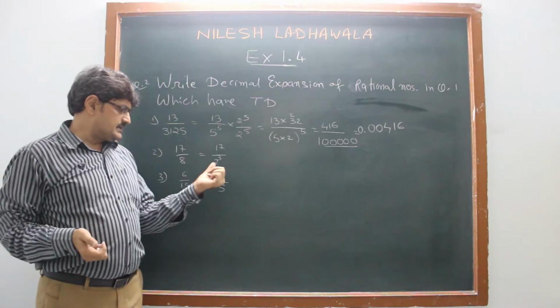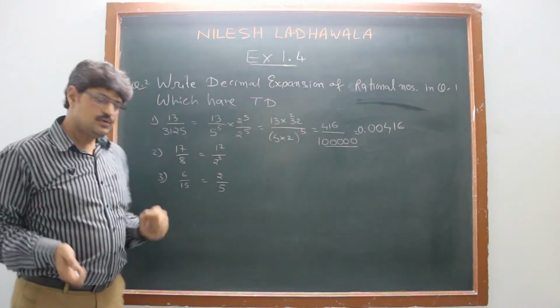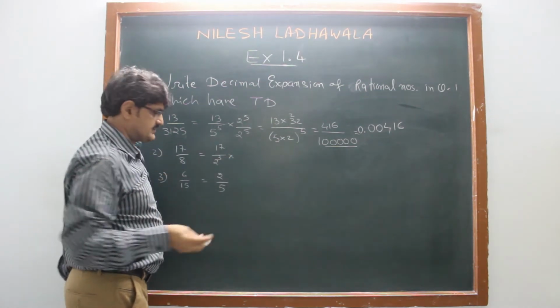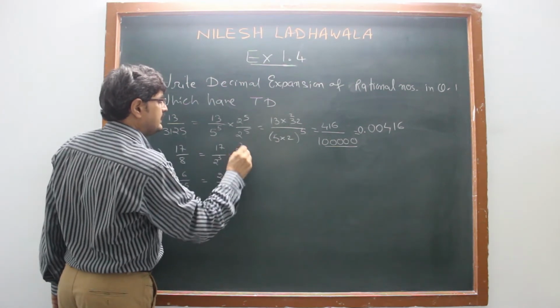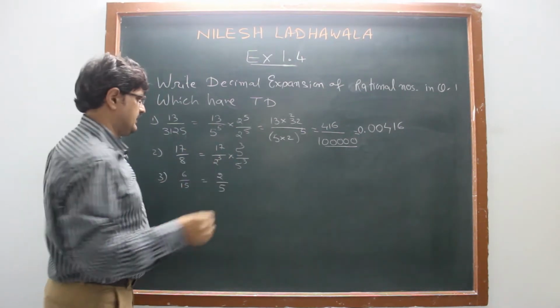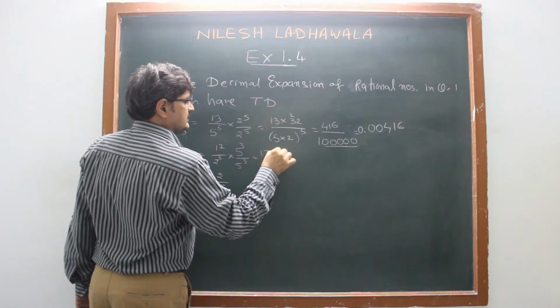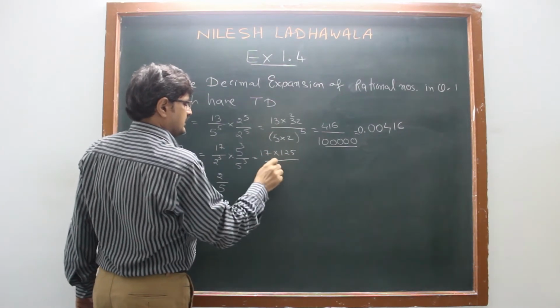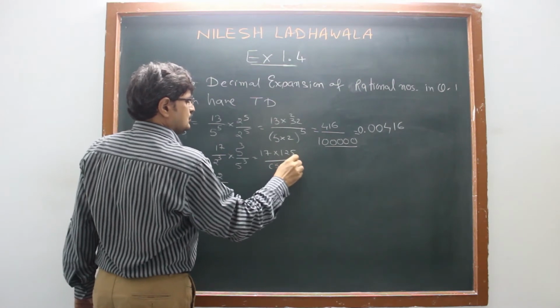Right? Now the second one, that is 17 upon 8. Again 8 is given, so I can write it as 2 raised to 3. Now with which term should I multiply? You know the answer. I will multiply it with 5 raised to 3. So I have 17 into 125 upon 5 into 2 raised to 3.